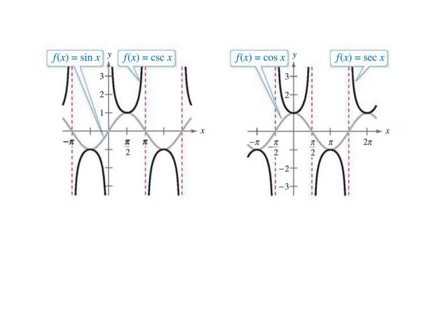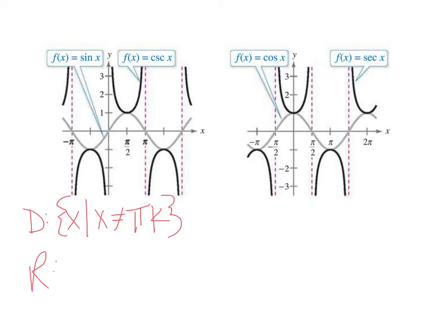Cosecant and secant. Domain. This one has asymptotes, so we use fancy brackets. All x such that x does not equal. My asymptotes in cosecant are landing on pi, 2 pi, 3 pi. So every pi k. Every whole number pi. Range, up and down. This one's a little different. Okay, my range is coming from positive infinity all the way down to 1, including 1, and then -1, including -1, to negative infinity.